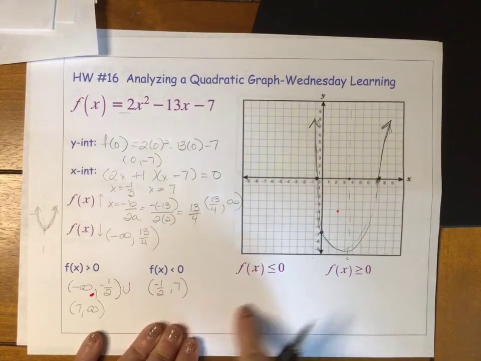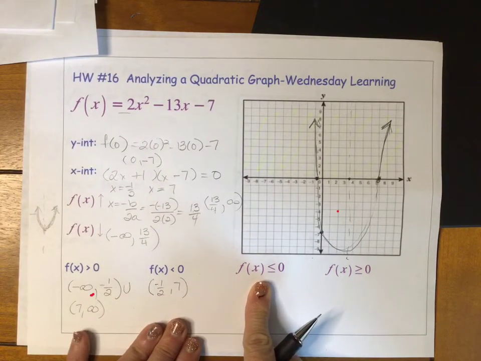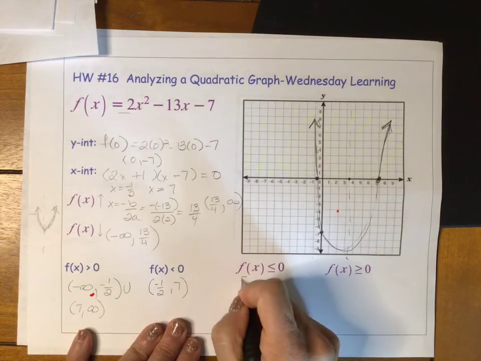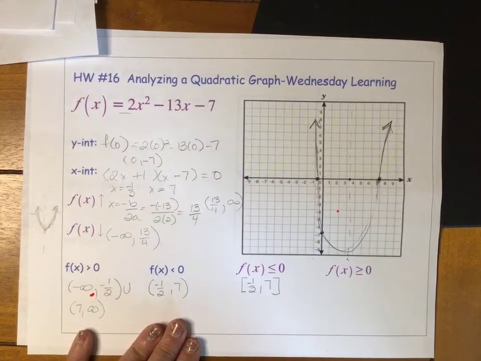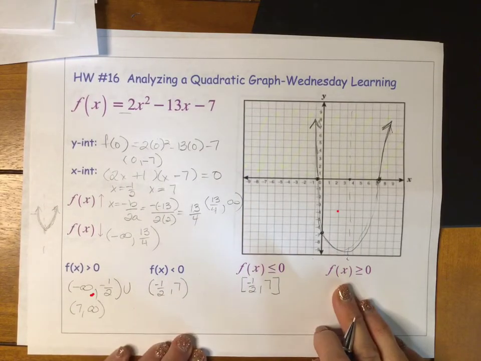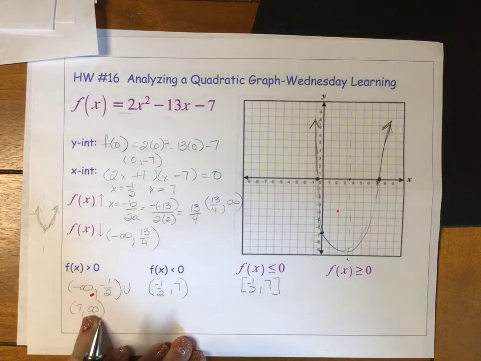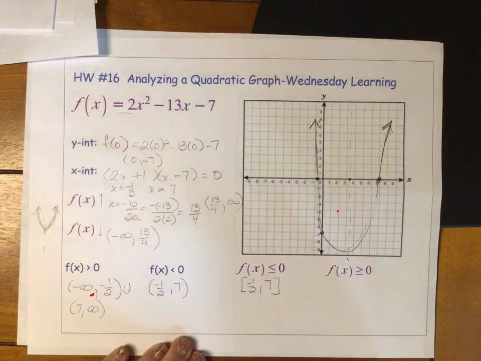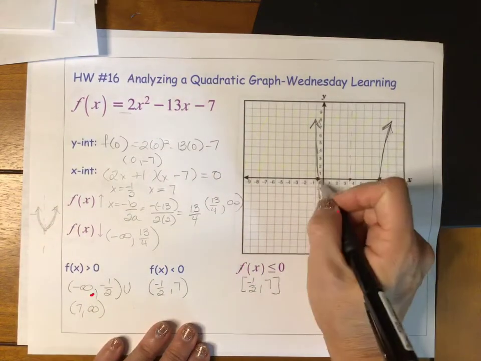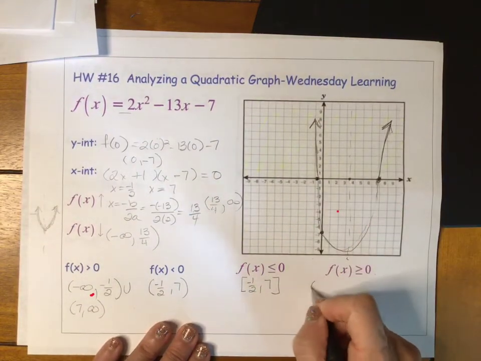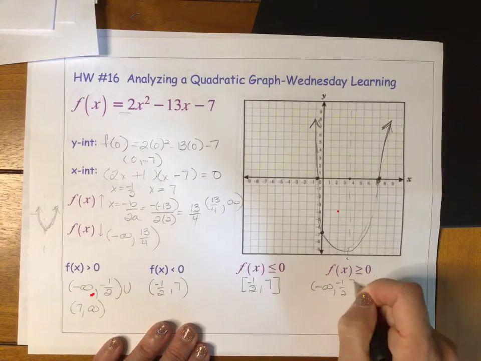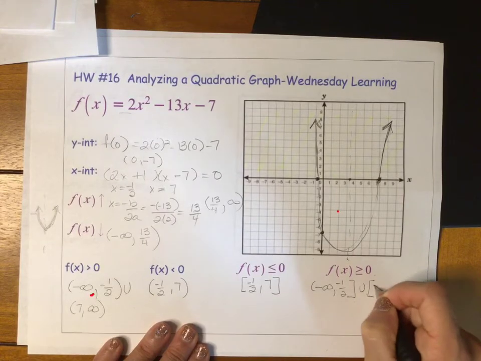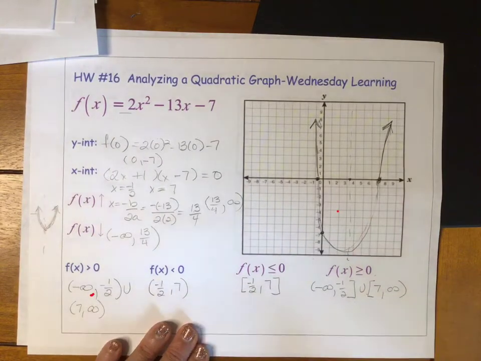So this one is really similar to f of x is less than 0. It's less than or equal to, so I'm just going to add brackets. And f of x is greater than or equal to 0 is like my values over here. I can't include brackets on the infinities, but I can put them on the numbers because it includes them. And so I would get negative infinity up to negative 1/2 bracket, or bracket 7 to infinity.